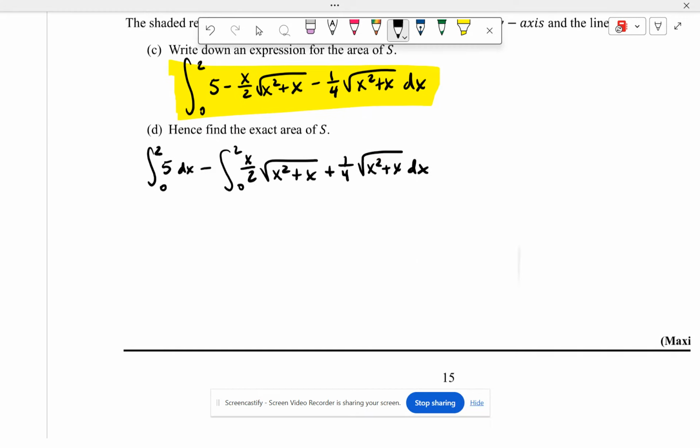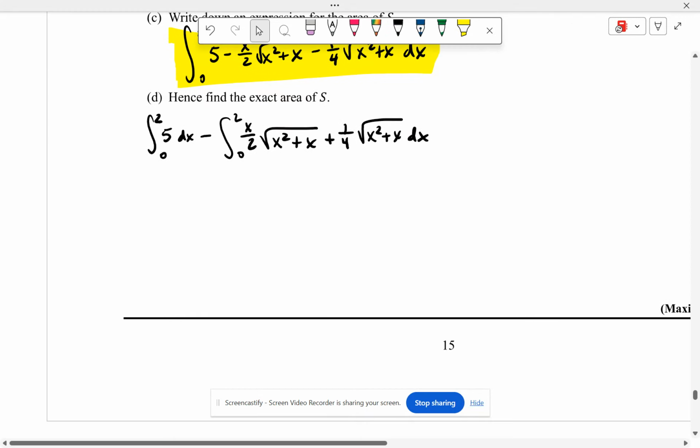Okay. So now let's get this one out of the way. When I integrate 5, I'm going to work piece by piece. When I integrate 5, what do I get? 5x, and that's going to be from 0 to 2. Let's just put that off to the side now.